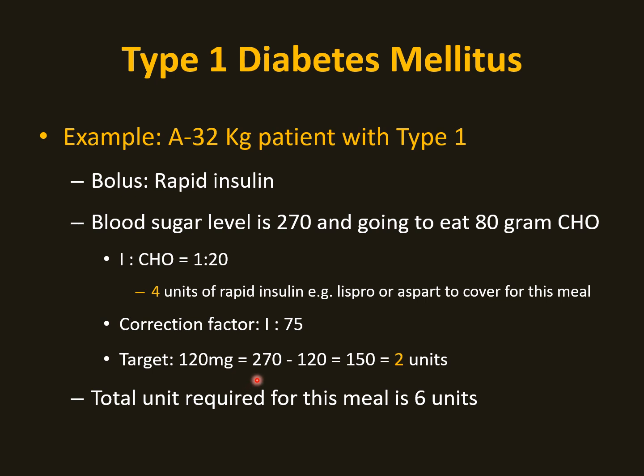And for the correction factor, the blood sugar of this patient is 270. So 270 minus the 120, which is the target. So this patient is 150 milligram per deciliter above the target. So this patient will require 2 units to correct for the hyperglycemia, because the correction factor is 1 to 75. So 2 plus 4 is 6. So this patient will require a bolus of rapid insulin in form of Aspart or Lispro, 6 units before this meal.